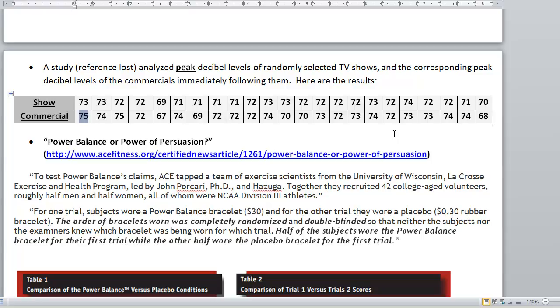So if you look at some of these, the show was at 73 decibels and the commercial was at 75. The show was 72 and the commercial was 75. The show was 73, the commercial was 74. You might be thinking, what's the big deal? It's 1 decibel. But you have to realize that decibels are actually powers of 10. That's why they're called decibels. So 73 to 74 is actually 10 times the sound intensity. That's a sizable exponential jump. Sometimes they went down, 71 to 69. Sometimes they stayed the same, 72 to 72, and so forth.